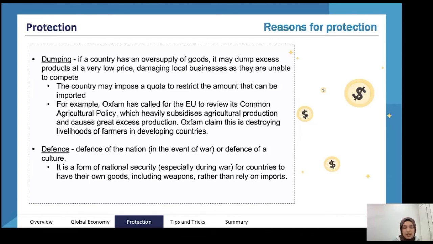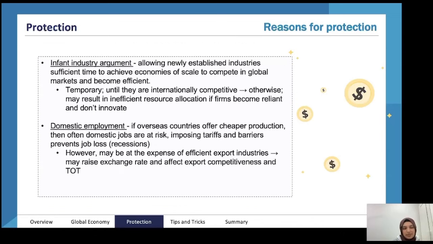Then finally, we have defense. This is the defense of a nation in the event of a war, or defense of a culture. Some countries, just as a personal preference, even if they don't have a comparative advantage in producing a certain thing, may decide to have that specific product made in their own country because they like it that way. It's retainment of culture or a form of national security. For example, countries having their own goods such as weapons or food in case of wartime blockades. So, four reasons to make sure you remember for protection.